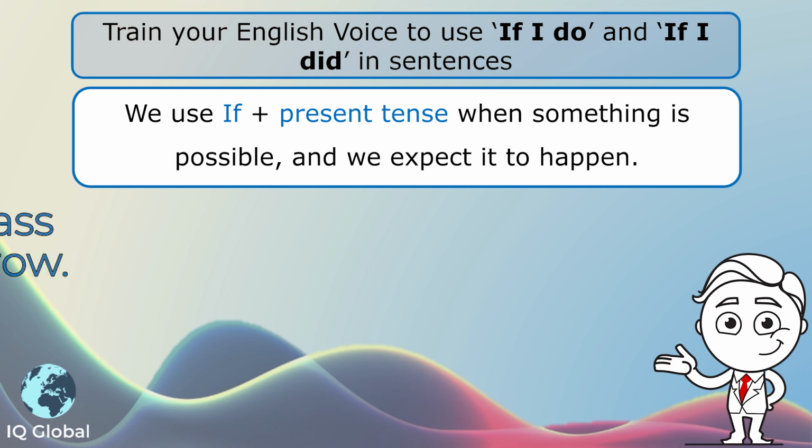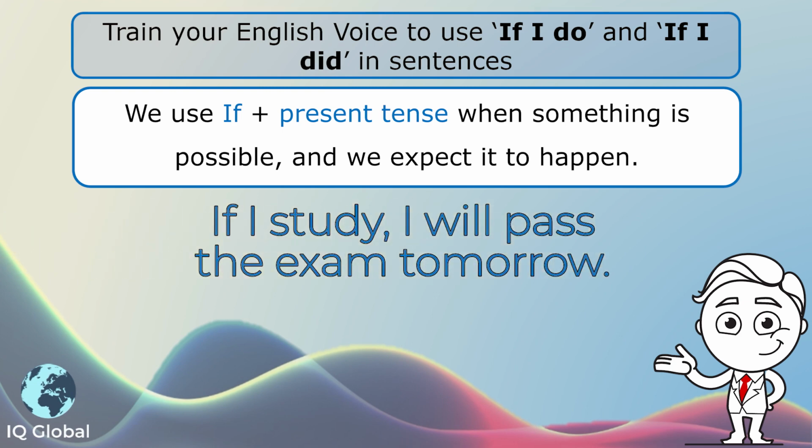Let's take a look at another example. If I study, I will pass the exam tomorrow. So here we have if, the present tense study. If I study, I will pass the exam tomorrow. We use will to talk about the future. It is something that is possible and something that I expect to happen. I will pass the exam if I study.